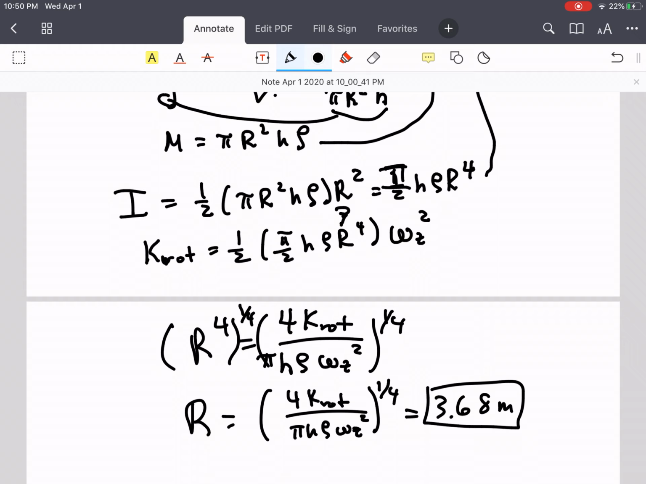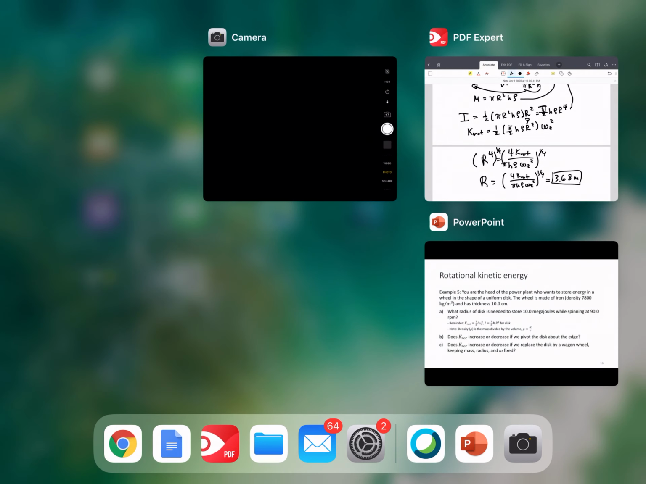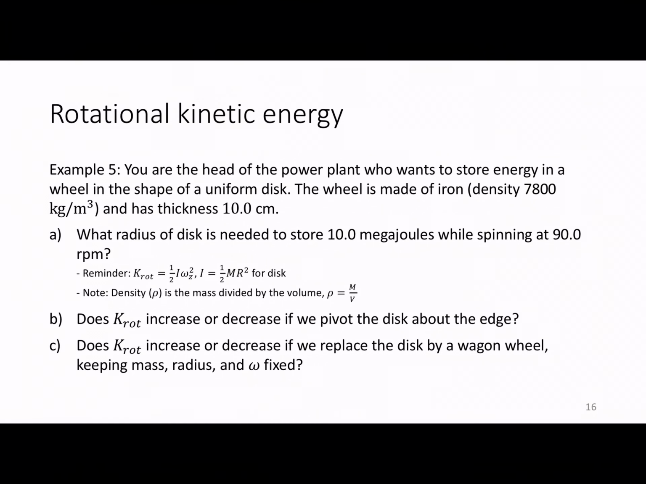10 megajoules is not an infinite amount of energy, but it's not a small amount of energy either. The upshot of this example is that rotation is actually not a bad way to store energy. We're going to see this. Rotational motion is actually preferred in many cases for storing energy and for doing a lot of interesting things. So anyways, that is the solution to part A. What is the radius that I need in order to solve this? About 3 meters, or 3.5 meters, which is about 12 feet, somewhere in there.